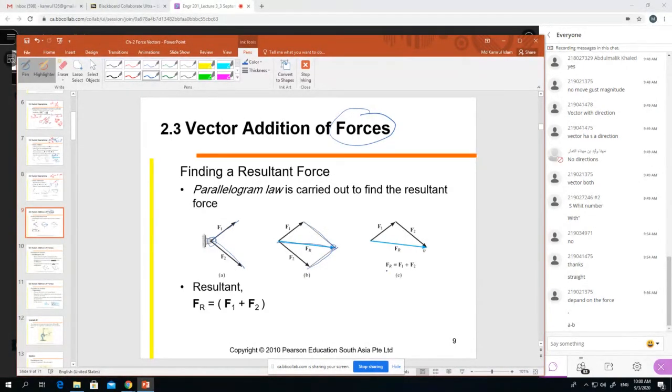And the resultant force, F is the force. How do we write it? R, meaning resultant, equals vector 1, here meaning force 1, plus F2, right? Instead of saying vector, we are now saying force. Force is a vector, right? The parallelogram law is carried out to find the resultant force. So this is the formula, okay? A simple formula.